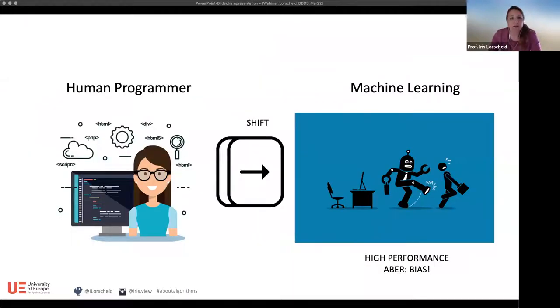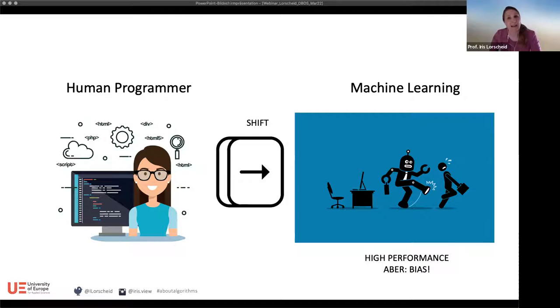And now we come to a complete game changer in recent years. Well, it's not so recent, but in the early systems we had human-programmed algorithms. A human programmer sits down and builds an algorithm, and this is what the algorithm does, as I showed you with a sorting algorithm. And now we have machine learning, and this is a new game.